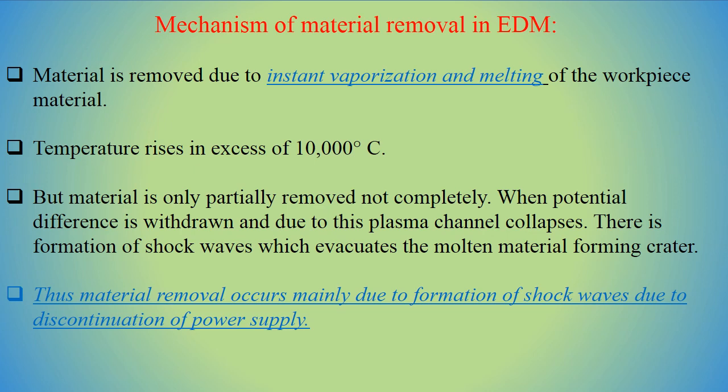So what happens when we discontinue the potential difference? The plasma channel formed in the gap between the tool and the workpiece is no longer sustained, so it collapses. When it collapses, shock waves form which evacuate the molten metal from the crater. It forms a crater, which we have already seen in the schematic of material removal in EDM. So material removal occurs mainly due to the formation of shock waves due to the discontinuation of the power supply.